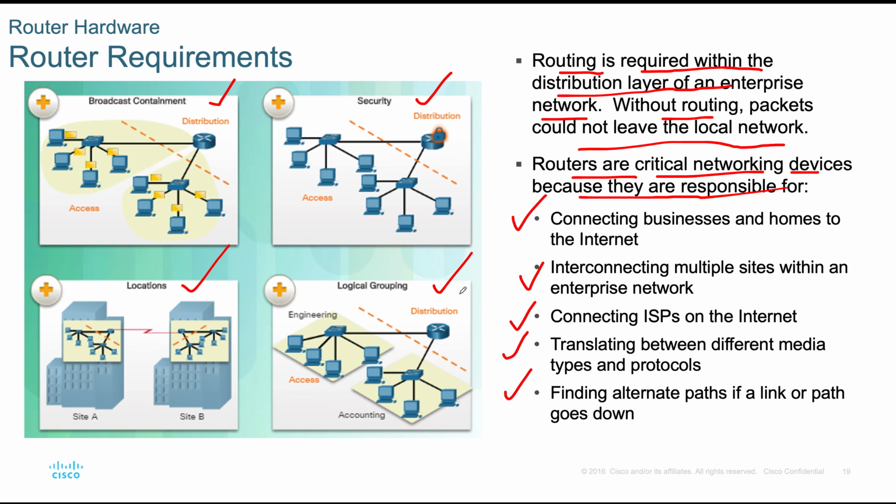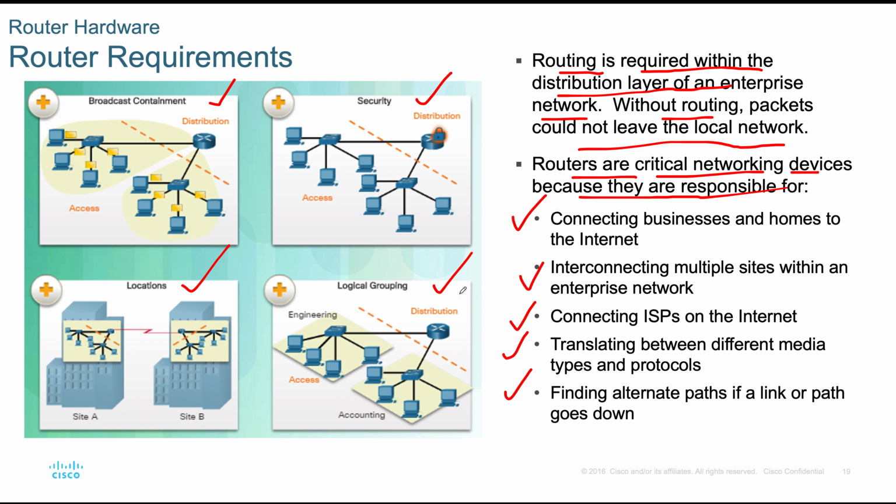So let's take a look at router requirements. What are the requirements for a router? When do you decide to bring a router to a network? Why do we need a router? What job does a router do for the network? Routing is required within the distribution layer. Remember that. Routers are needed for the distribution layer of any enterprise network.